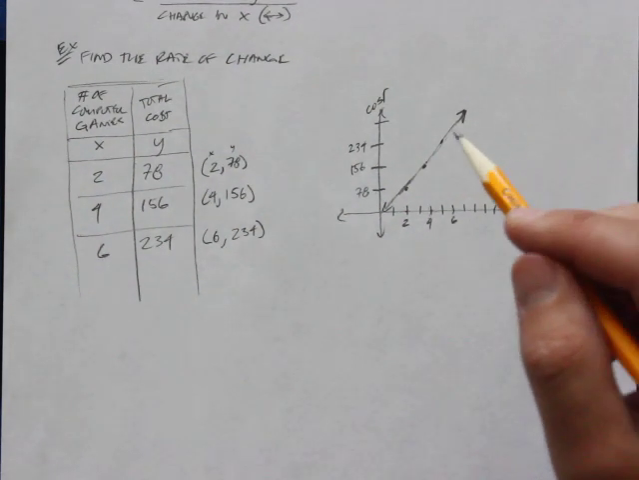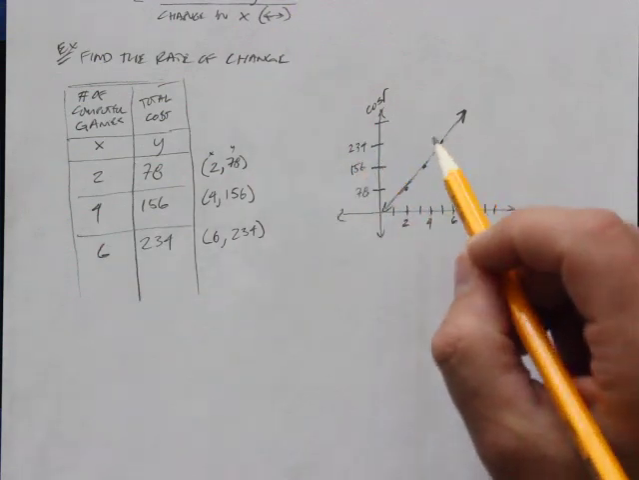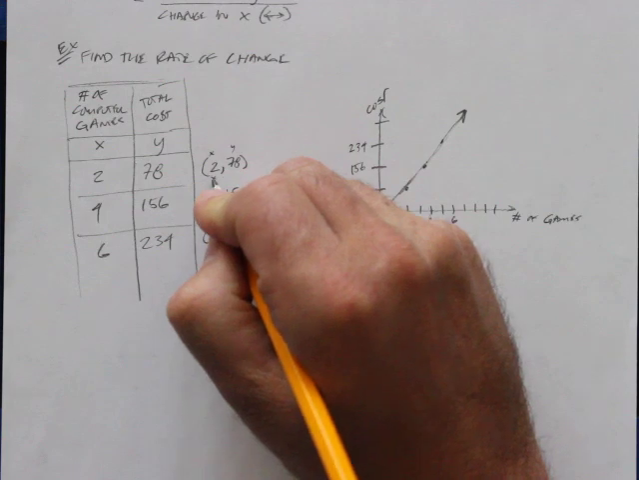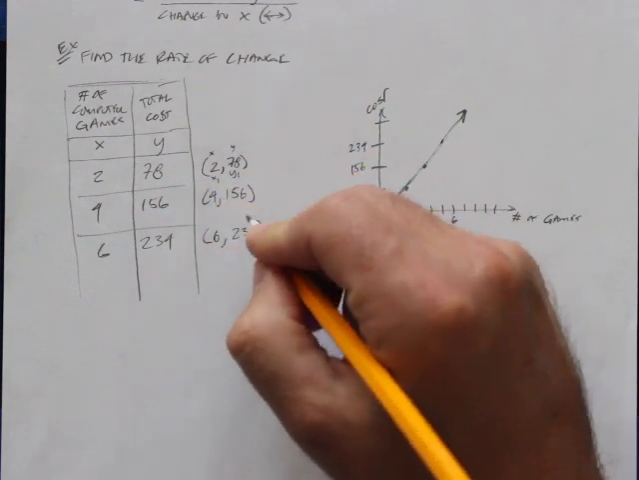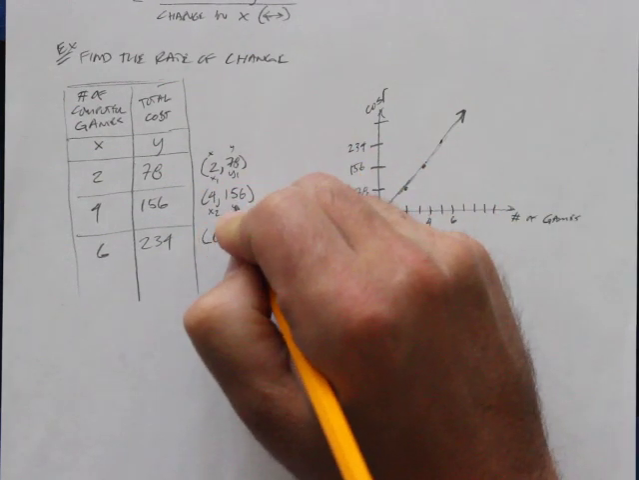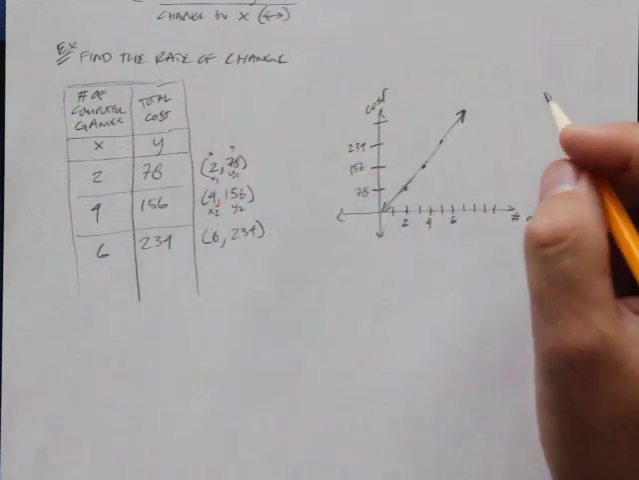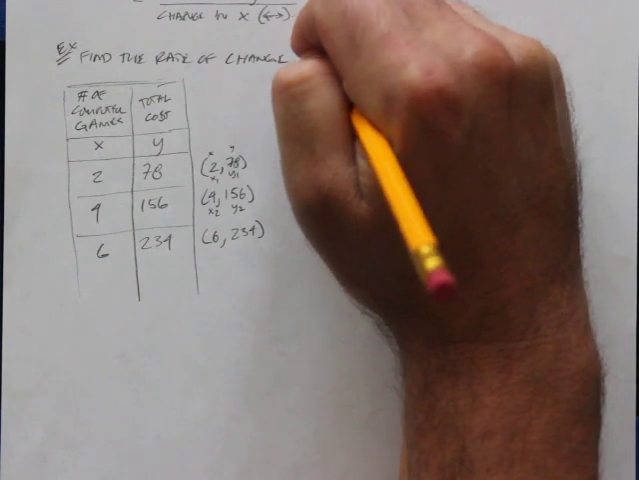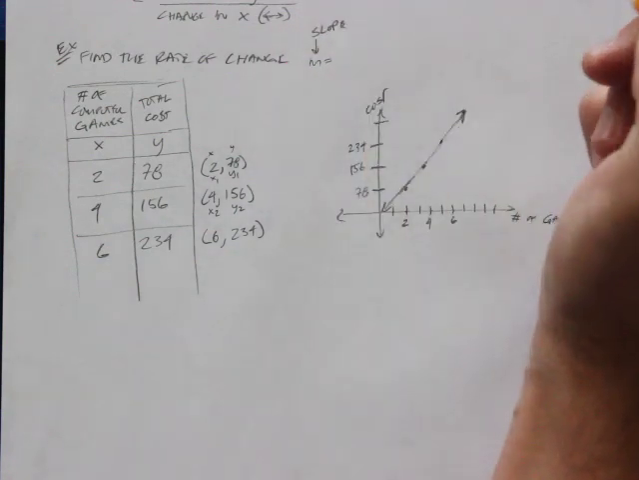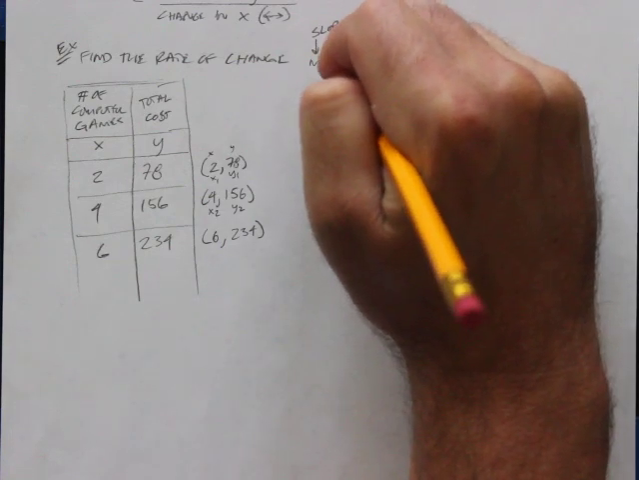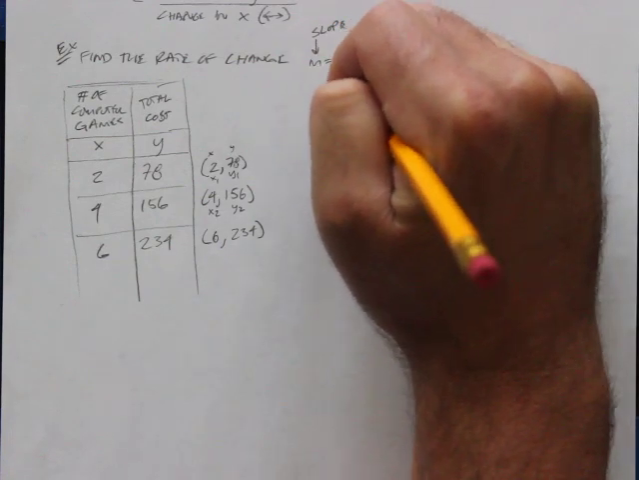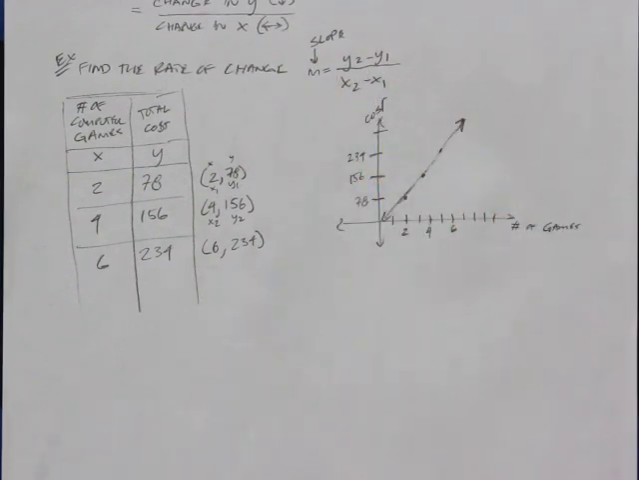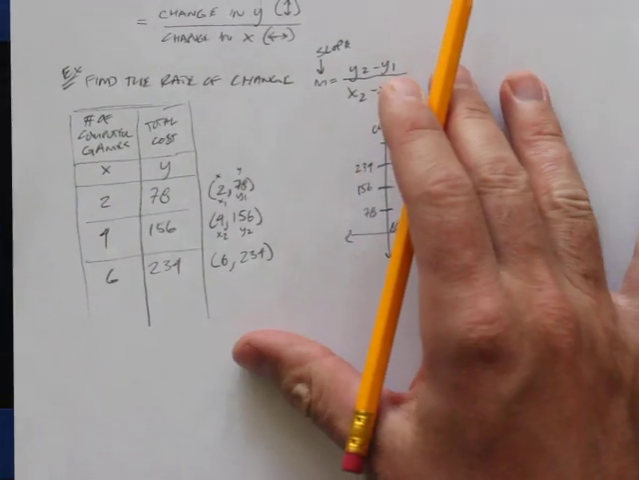Now, the way we calculate the actual rate of change is we say this is x1 and this is y1, and then we choose another point, x2 and y2. We label those, and then we use something we call the slope formula. So we say m is the slope, and we say y2 minus y1 over x2 minus x1. This is the slope formula. Memorize this thing because we're going to use it all the time going forward.